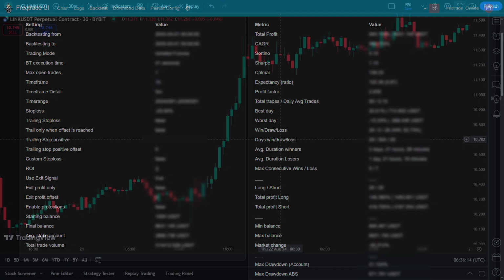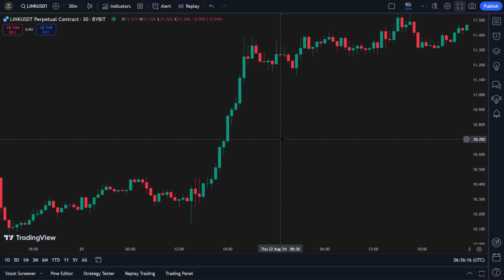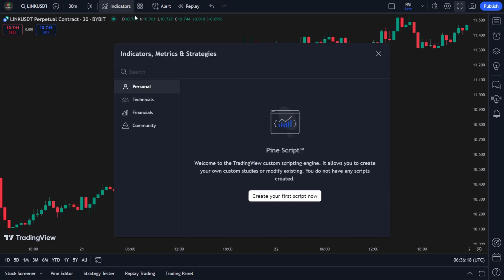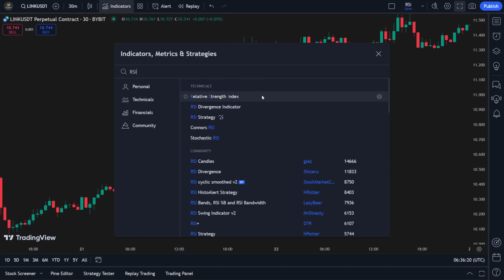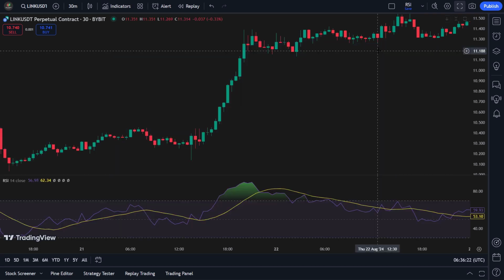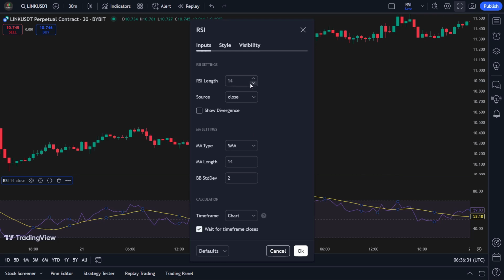Let's get started. Let's begin by introducing the first indicator, the Relative Strength Index. The RSI is a momentum indicator that measures the strength of price movements in one direction. It helps us see if the market is trending and how strong that trend is. For our setup, we'll use the 14-period RSI, which is common for short to mid-term strategies.